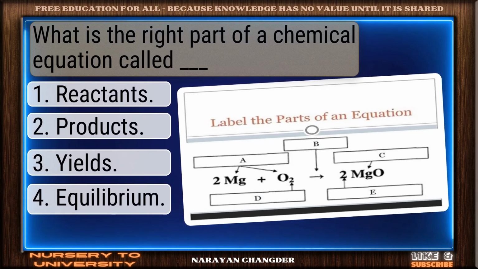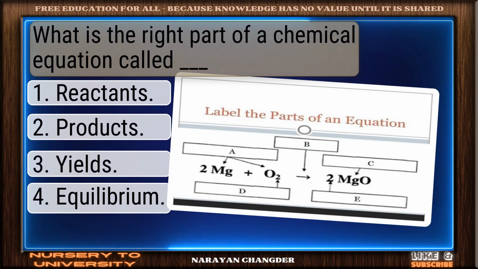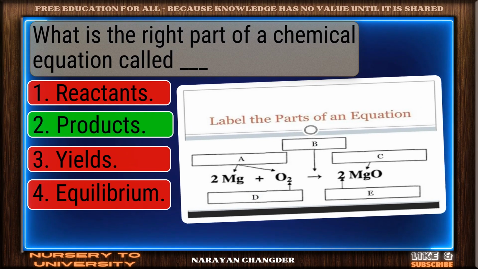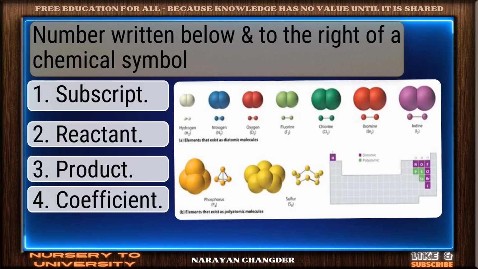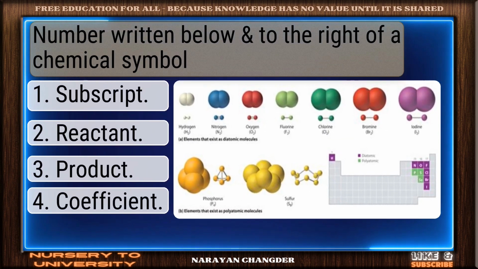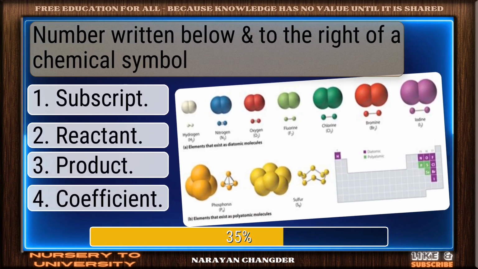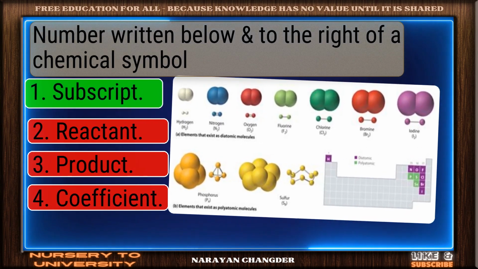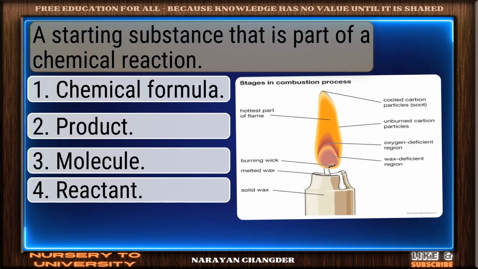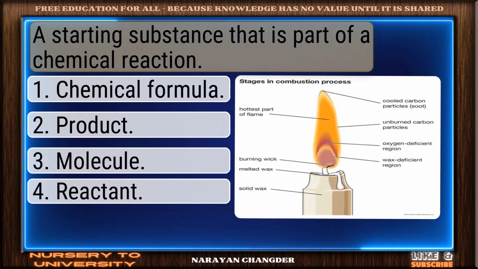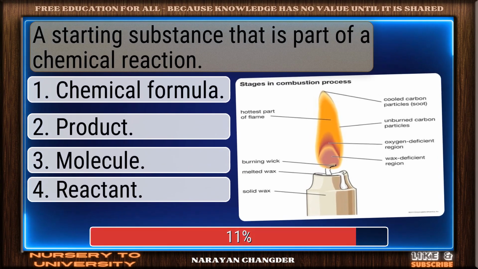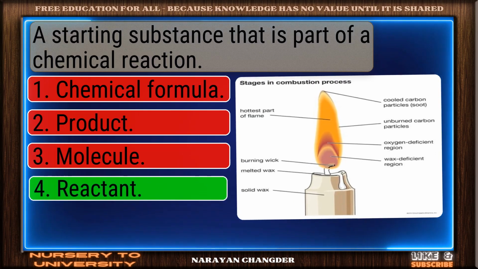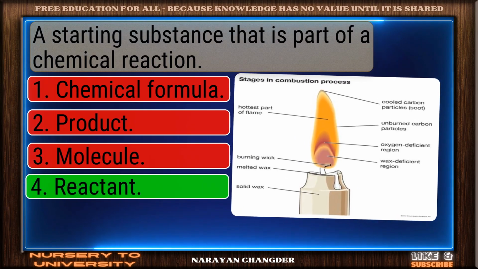What is the right part of a chemical equation called dash? Solid response. Products is a valid choice. Number written below and to the right of a chemical symbol. You're right. Subscript is the correct answer. A starting substance that is part of a chemical reaction. On track. Reactant is the correct answer.